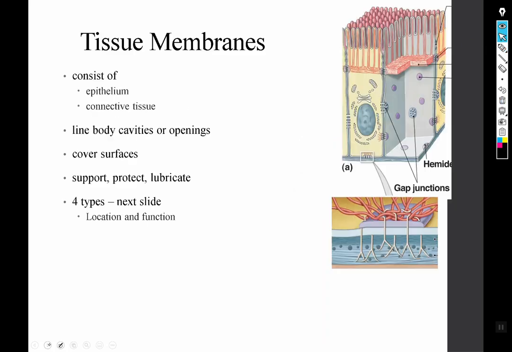Okay, so now we're going to move on to tissue membranes. So what do I mean by tissue membrane? I mean not a cell membrane. So remember, a cell membrane is a phospholipid bilayer. So that's what you would see like right here, for example. That's not what we're talking about.